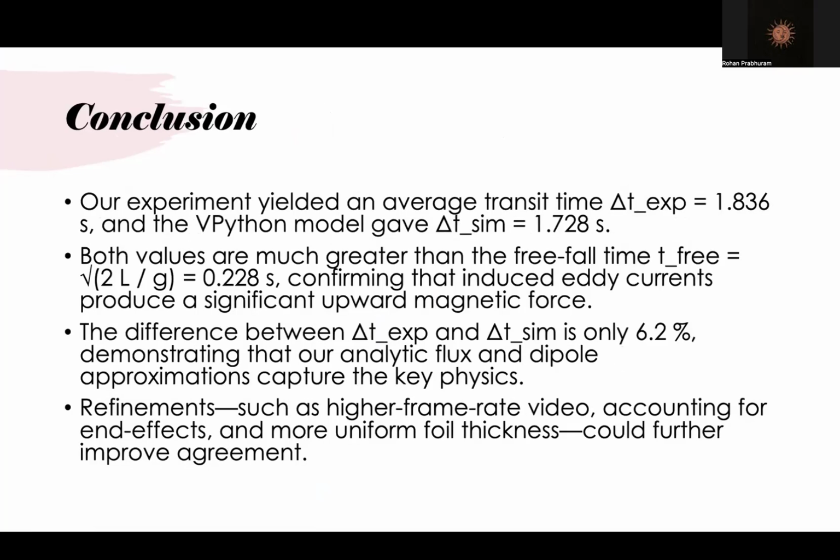So, to conclude, our measured average transit time delta t experimental equals 1.836 seconds, and the simulated transit time delta t simulated equals 1.728 seconds, are in agreement within 6.2%. Both are much greater than the free fall time of 0.228 seconds, demonstrating that induced eddy currents produce a significant upward magnetic force that opposes gravity.